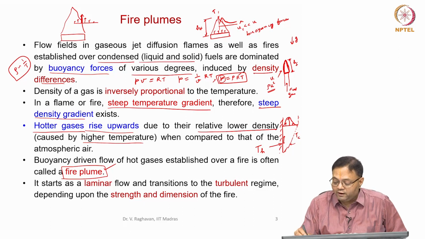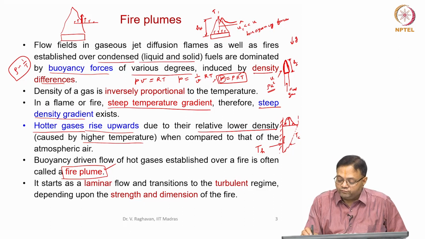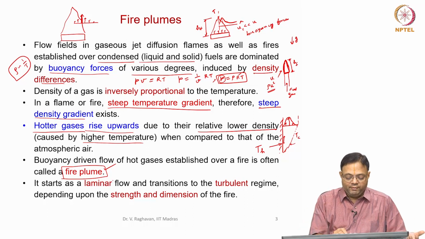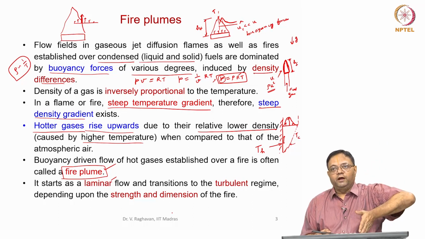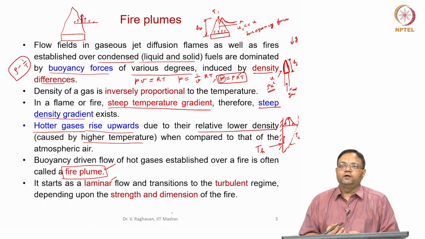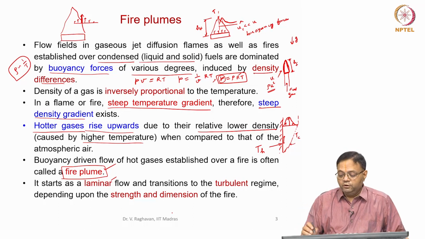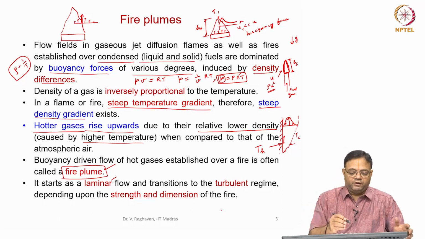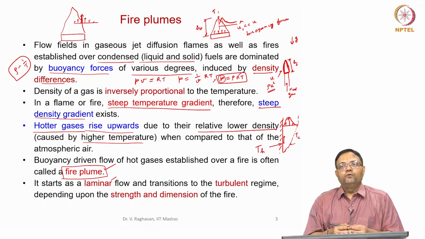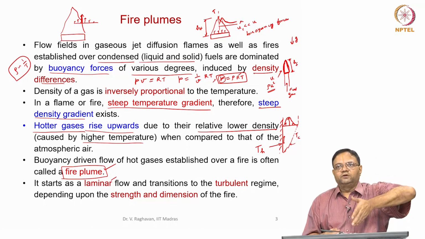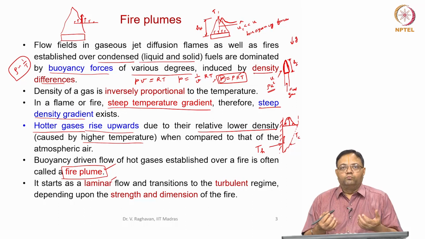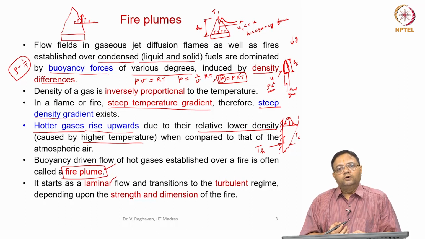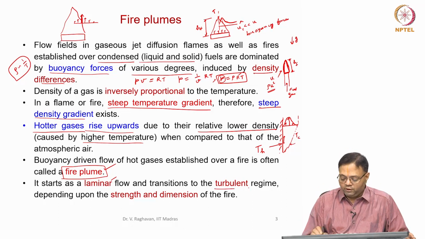So, this boundary layer, based upon the length of this vertical plate, initially will be laminar. Then if the length is very high, the flow transitions towards turbulent flow and becomes fully turbulent. So, this is the case of a hot plate. Similarly, a flame can also be viewed as a hot surface which is vertically oriented. So, here also the plume basically starts as a laminar plume, and as the height increases it becomes turbulent.